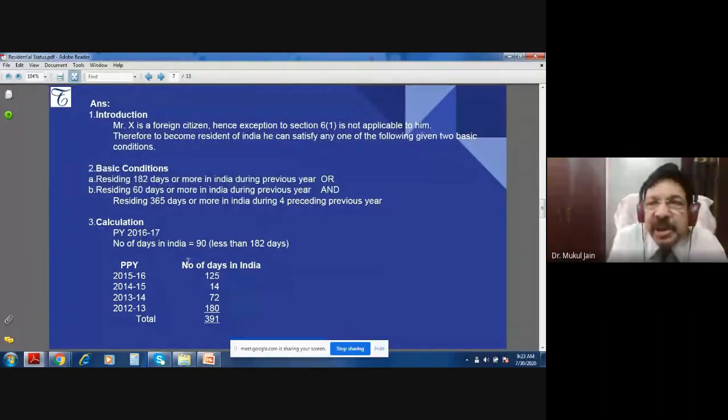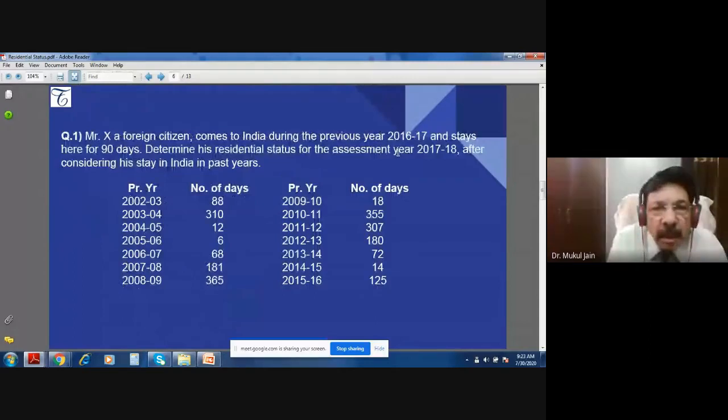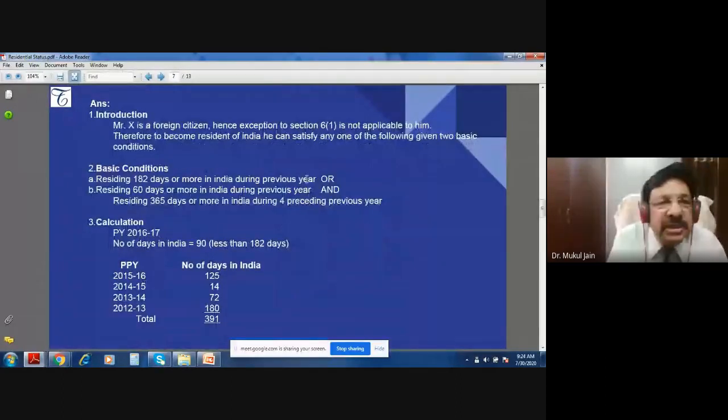The immediately previous year was 16-17. It is given as 90 days. So 90 days, which is less than 182 days. So the first basic condition does not meet. So we'll go to B, the second condition. The second condition is minimum 60 days in the previous year. That is being met because it is 90 days, and in 4 previous years.